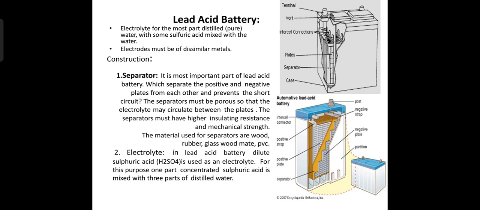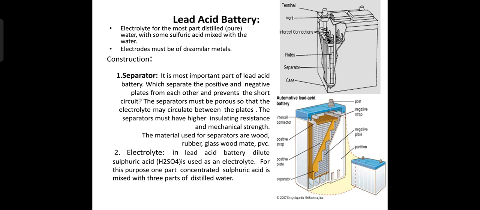The materials used for separators are wood, rubber, glass, PVC. Electrolyte in a lead acid battery: dilute sulfuric acid, H2SO4, is used as the electrolyte. For this purpose, 1 part concentrated sulfuric acid is mixed with 3 parts of distilled water.